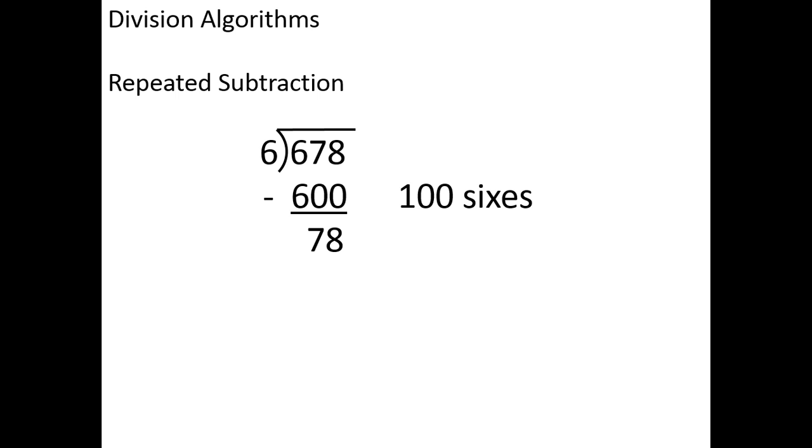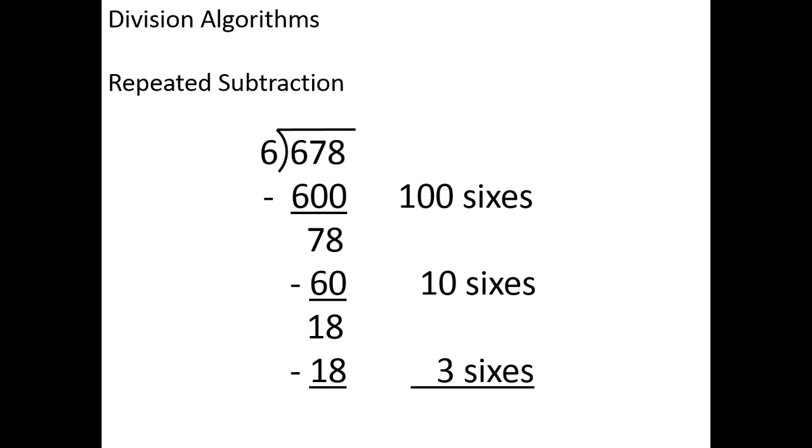And now I want to subtract off another group of 6s that's friendly to work with, like maybe 10 more 6s. 10 more 6s would be 60. That would leave me with 18. Now remember, I'm trying to subtract off groups of 6. 18, I can see, has 3 6s in it, and that leaves me with 0. So now I just need to find out how many 6s I subtracted. I subtracted 100 6s plus 10 more 6s plus 3 6s, 113 6s in all. So the quotient, when I take 678 and divide it by 6, would be 113.